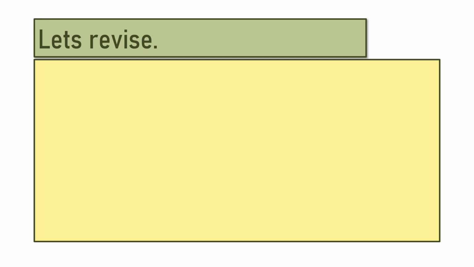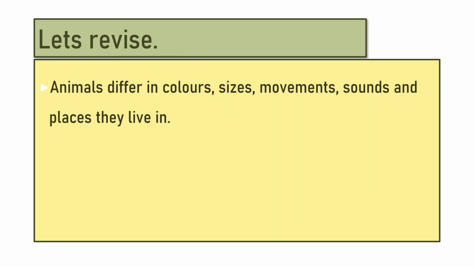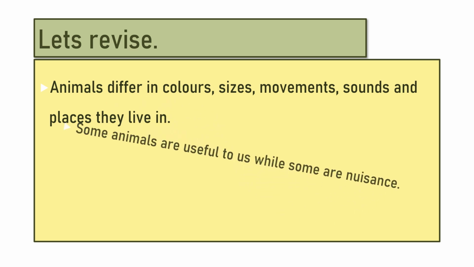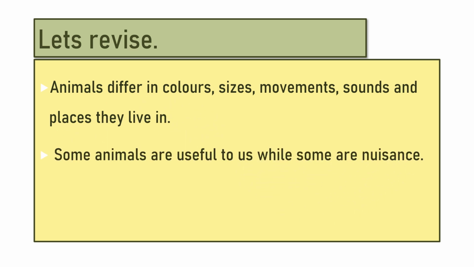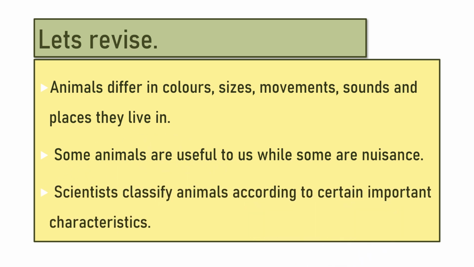Children, before we conclude, let's revise what we have learned in this lesson. Animals differ in colors, sizes, movements, sounds, and places they live in. Some animals are useful to us, while some are a nuisance. Scientists classify animals according to certain important characteristics.